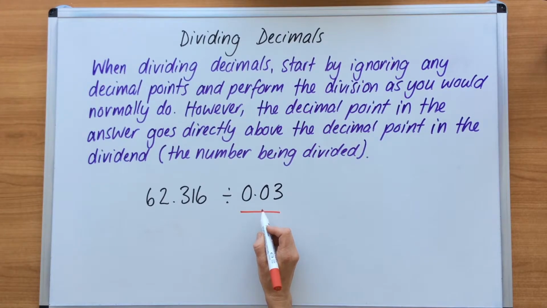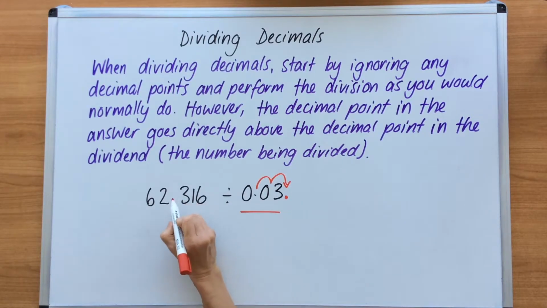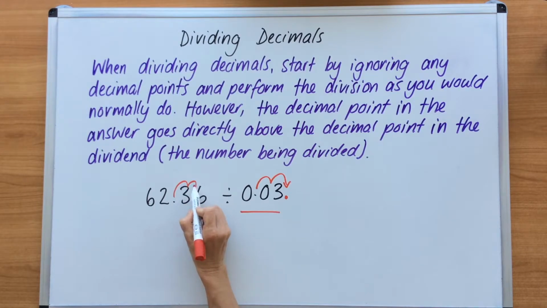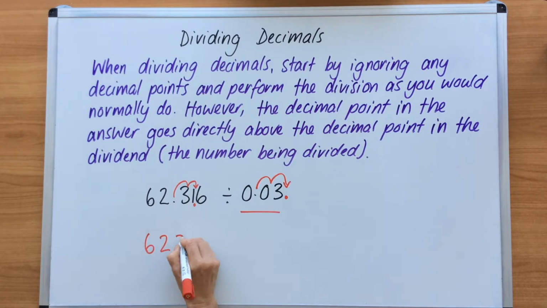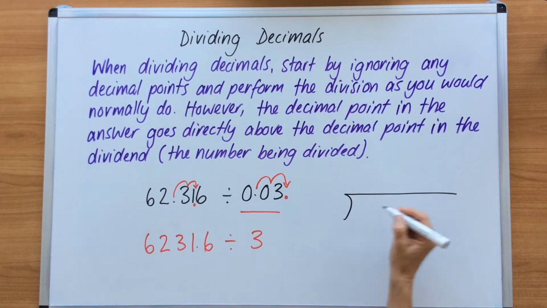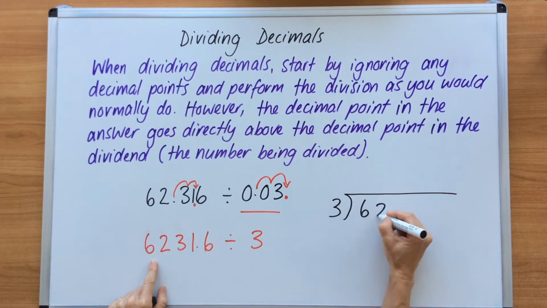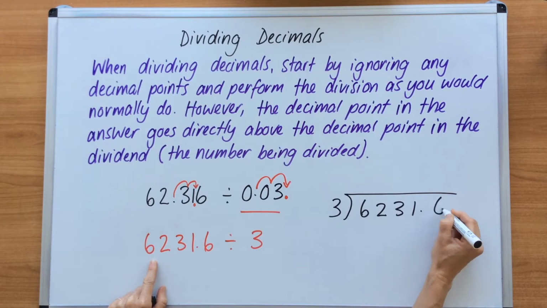So in order to create that as a whole number, I'm going to take the decimal and jump to the right 2 times and give it a new decimal place, which now makes that a number 3. So I'm going to do the same thing over here to this number. I take the decimal and I jump 2 places to the right, and I make that a new number of 6231.6 divided by the number 3. And now we can proceed as we normally would by writing the question, putting the 3 on the outside here, and putting 6,231.6.